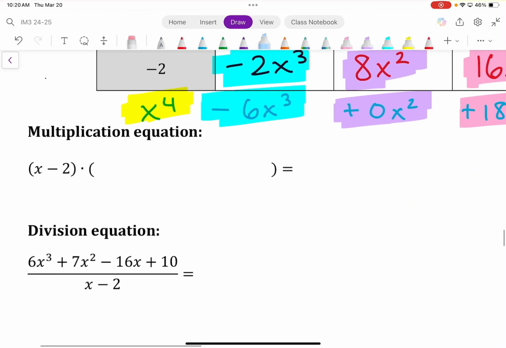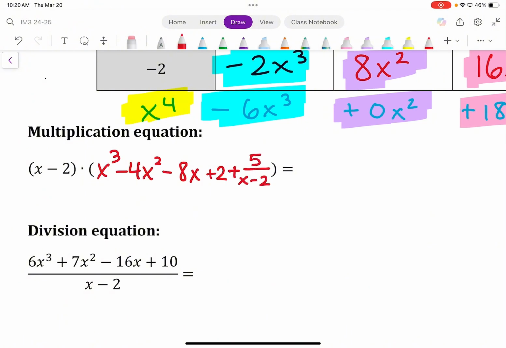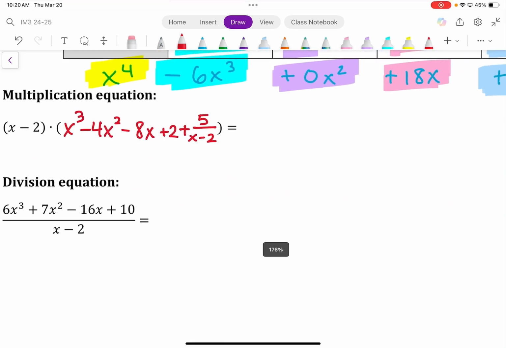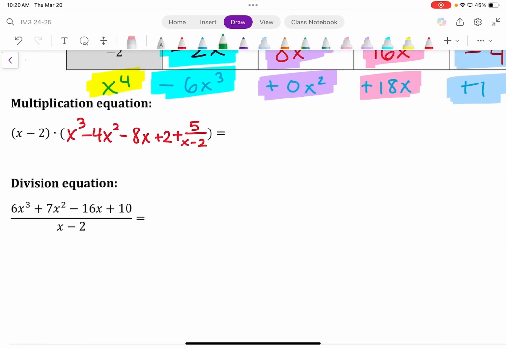We're going to do it like this. You're going to copy your factor down. So x minus 2 times x to the third minus 4x squared minus 8x plus 2 plus your remainder of 5 over the other factor. The other factor is x minus 2. And all of that is going to equal your answer, which is x to the fourth minus 6x to the third plus 18x plus 1.